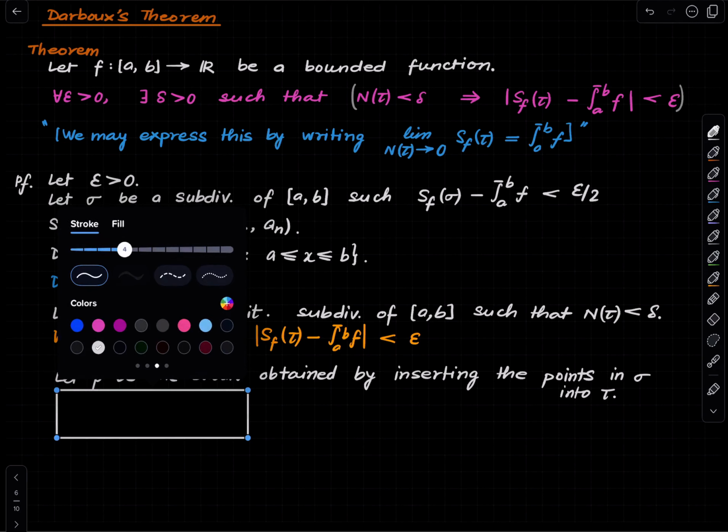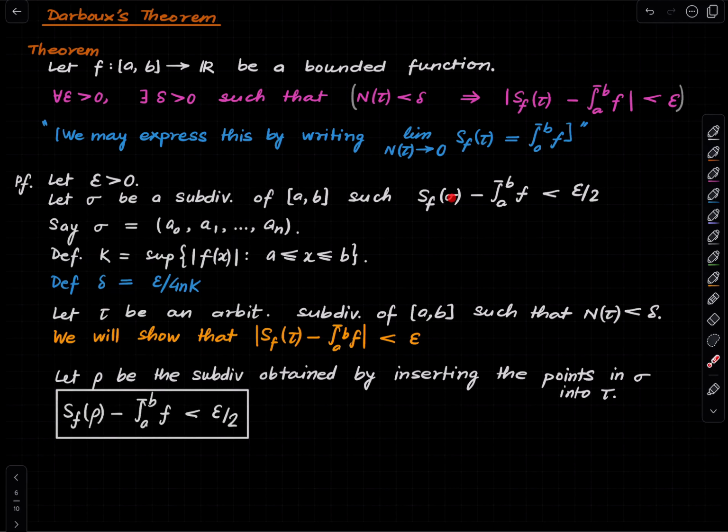Wonderful. Sigma is a subdivision with this property. Anything finer than sigma will only decrease this part, right? So we have this with us. And now, using our previous result, we also know that this is at most 2kn norm of tau, right?